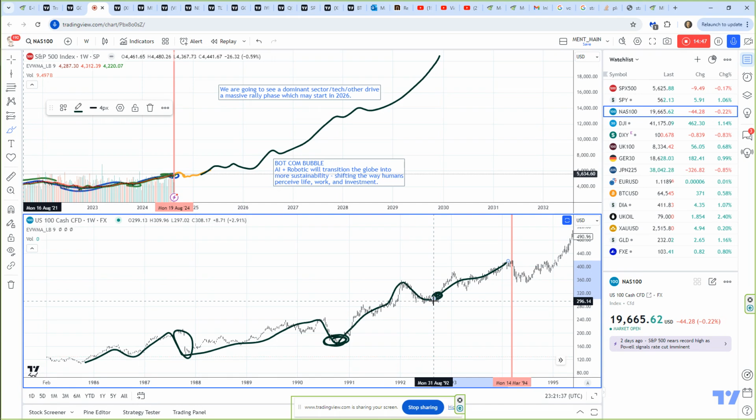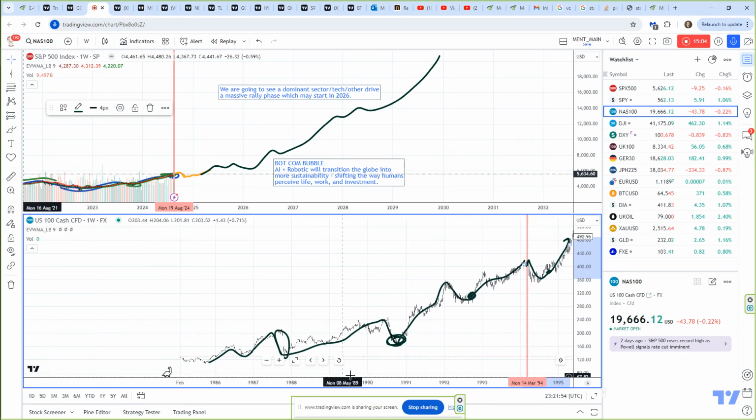Then we had that pullback in between. Then we had to rally up to where we're at right now. Now we're getting this blip, which will roll in September, October down to these lows, setting up a rotation, driving the move even higher. Now, what we have here with this rally is really explosive.